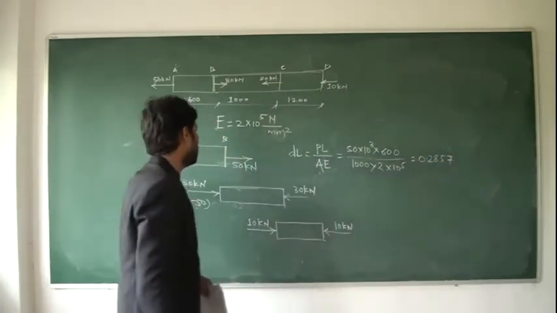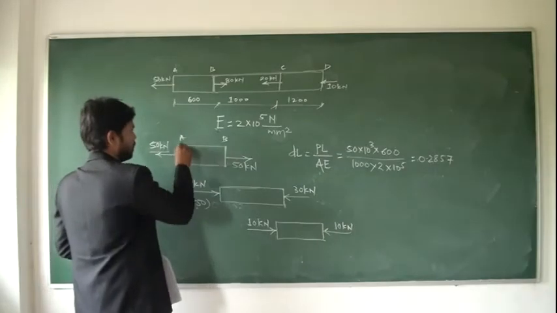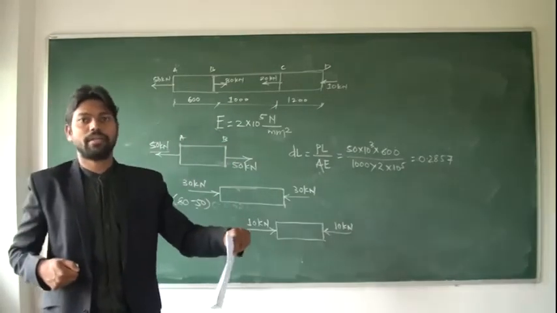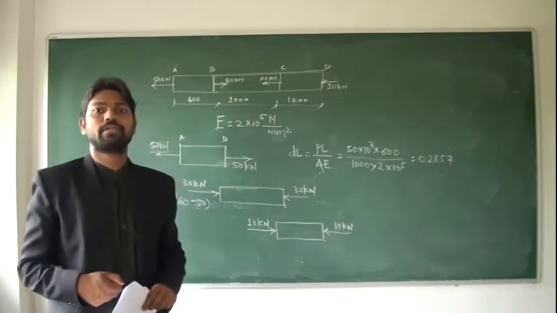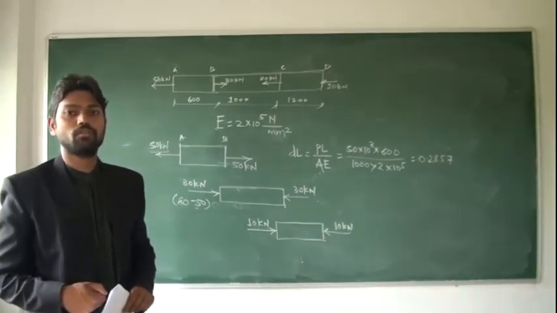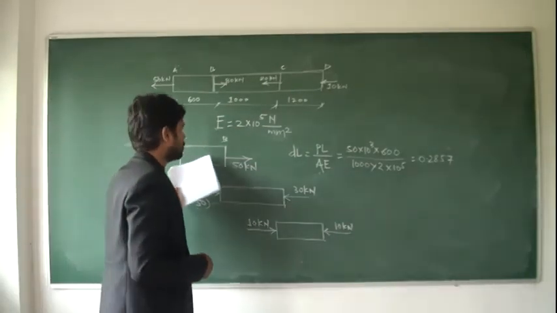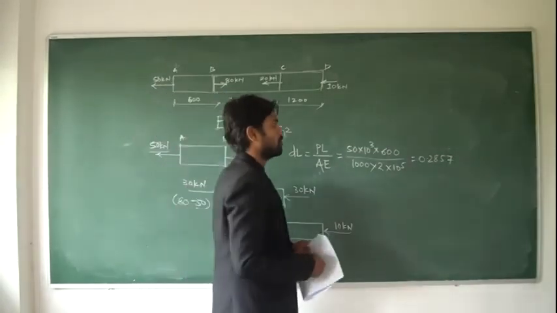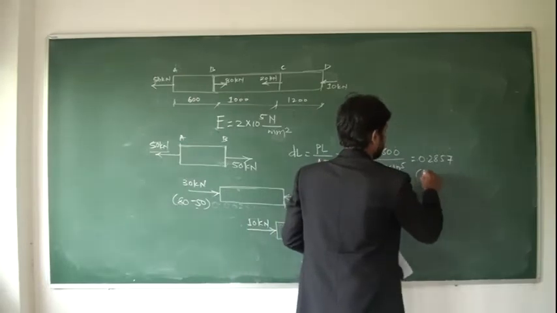Now see the nature of this force. This AB is having two forces pulling the part AB, meaning it is subjected to tension. That bar is subjected to tension, so the resulting deformation will be extension. This is extension.